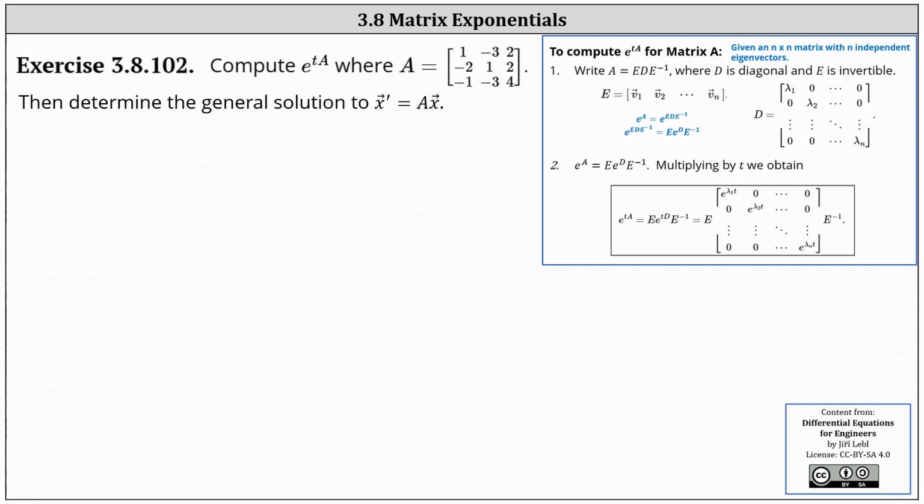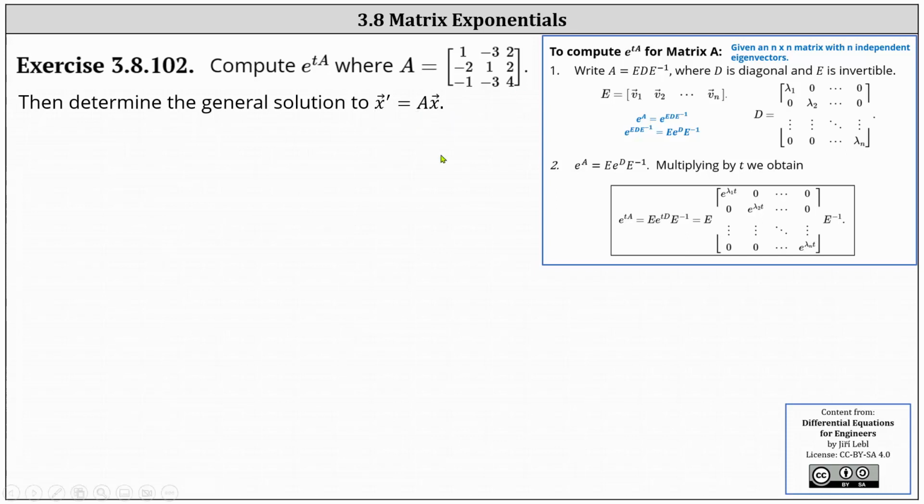We're asked to compute the matrix exponential e to the power of tA, where matrix A is the 3 by 3 matrix with entries 1, -3, 2 in the first row, -2, 1, 2 in the second row, and -1, -3, 4 in the third row. And then we're also asked to find the general solution to x prime equals A times x.